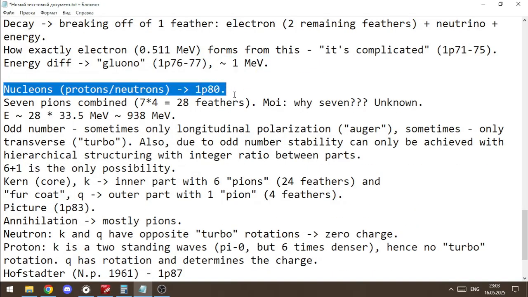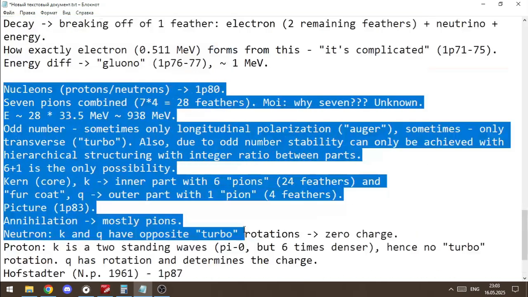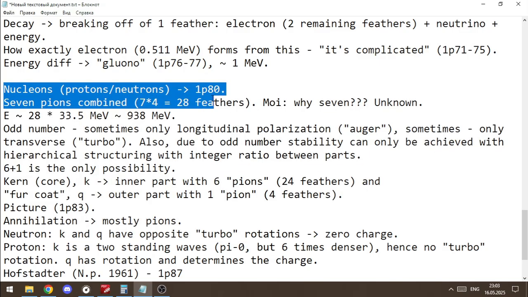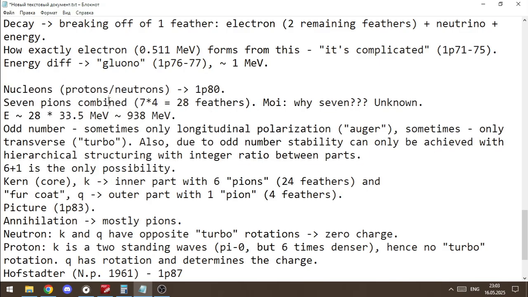All right, now let's talk. This is probably the last thing we're going to talk about, because this video is already quite long. Let's talk about his picture of nucleons, that's protons and neutrons.